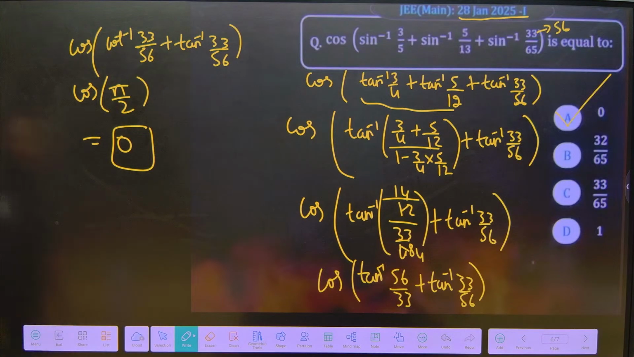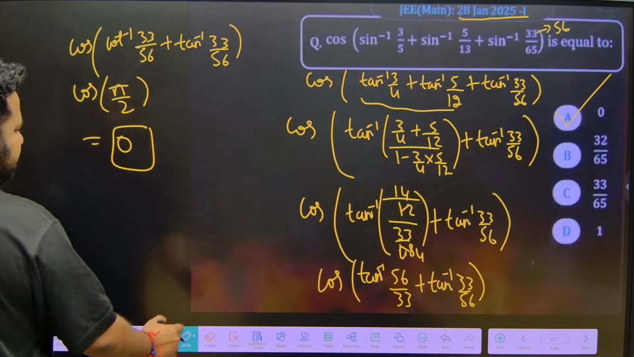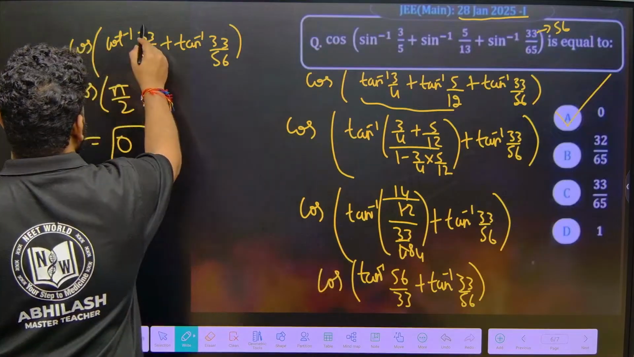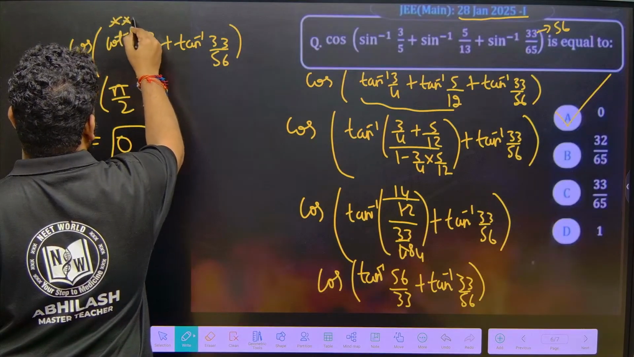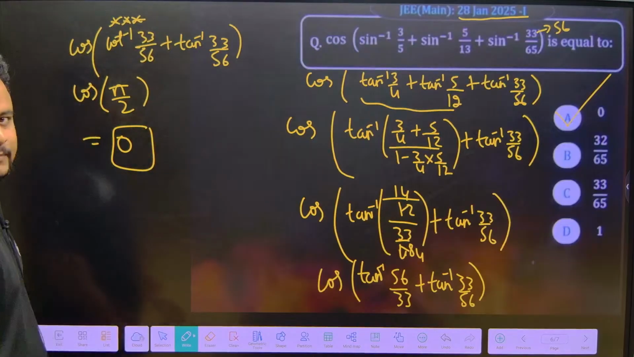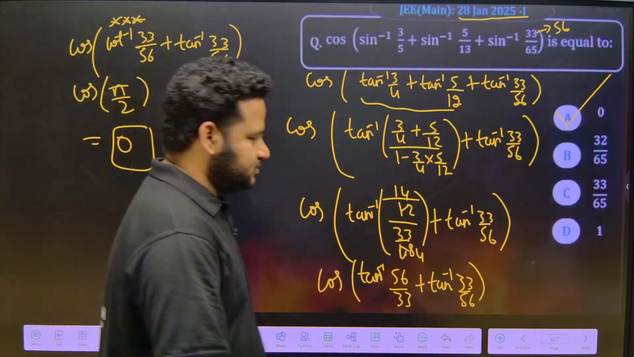You can pause it and solve it by yourself later after you come from the college, or whenever you are free, you can do it. This is the key step, where I convert tan in terms of cot. This is my key step. Okay, clear? All right, let us move to the next question, friends.